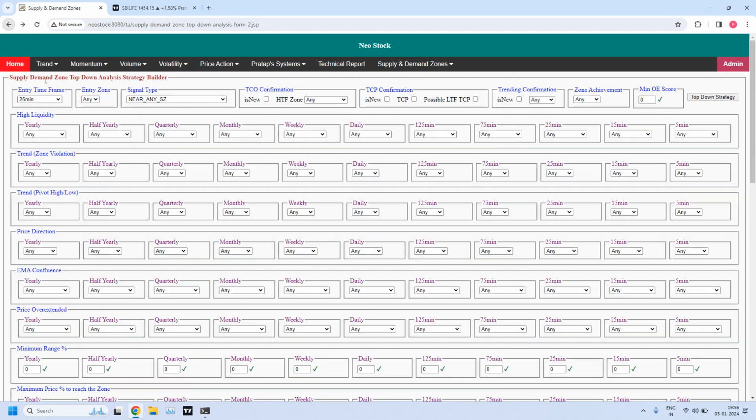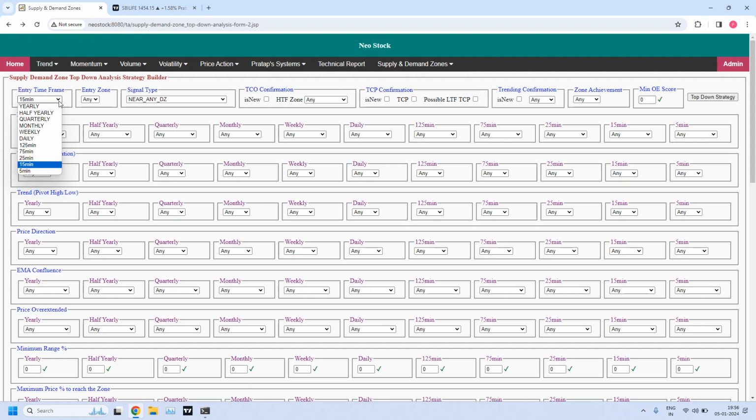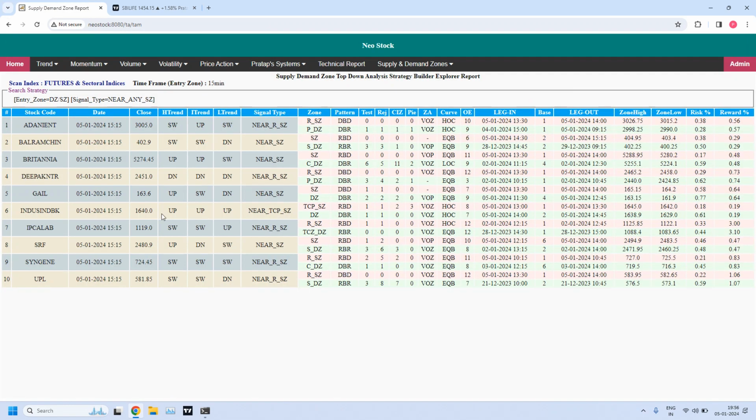So let's go back. Let us change the time frame to 15 minutes time frame. Let us find the stocks near 15 minutes demand zone. 7 stocks are filtered. Let's go back. 15 minutes time frame. Let us find the stocks near 15 minutes supply zone. 10 stocks are filtered.